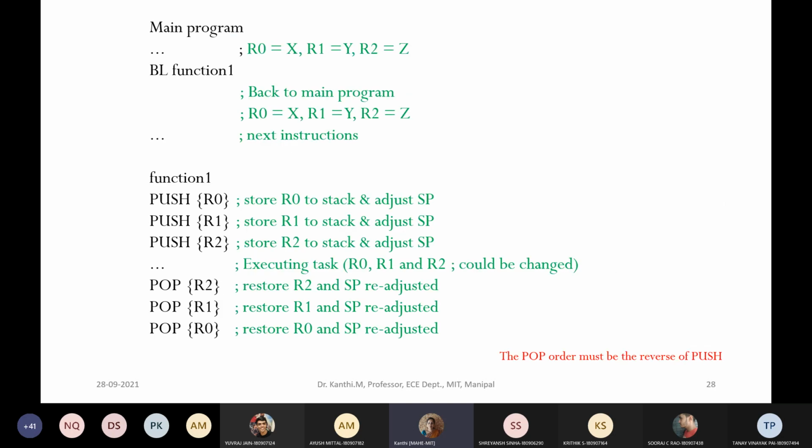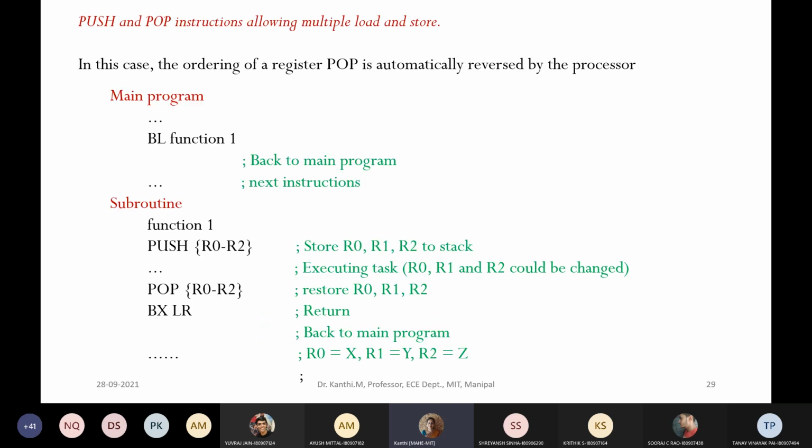This is just how the various registers work, I've already explained, I guess. Push and pop instructions allow multiple registers. You can push and pop, and when you return, you make use of BX, that is branch exchange, with the link register, so that you can get back the return address.